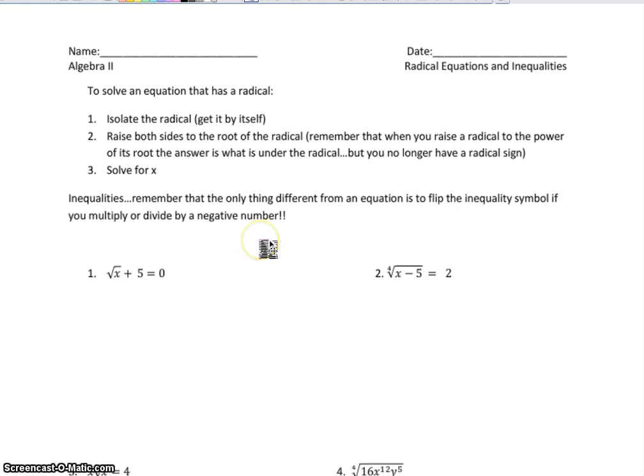You're going to raise both sides to the root of the radical. If it's a square root, you're going to square it. If it's a cubed root, you're going to cube it. Remember that when you raise a radical to the power of its root, then the answer just becomes what's under the radical, but you no longer have a radical sign. The squared and the square root cancel each other out. And then you're going to solve for x.